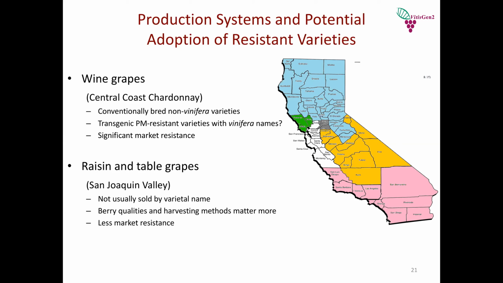In the case of raisin and table grapes, they're not usually sold with as much emphasis on varietal names. At least there's different regard for the traditional varieties. There's much more innovation in varieties in table grapes, as Olena will explain. And so we suspect there'll be less market resistance, at least to the hybrids.